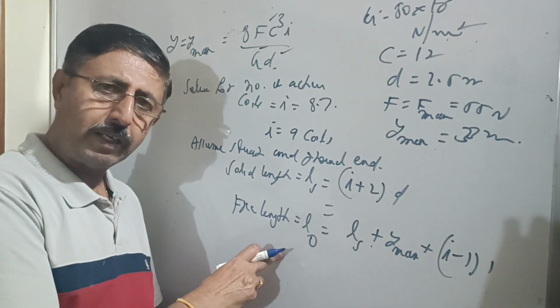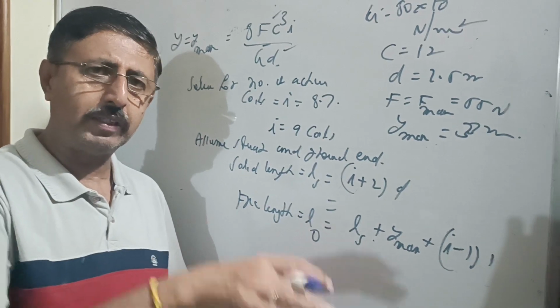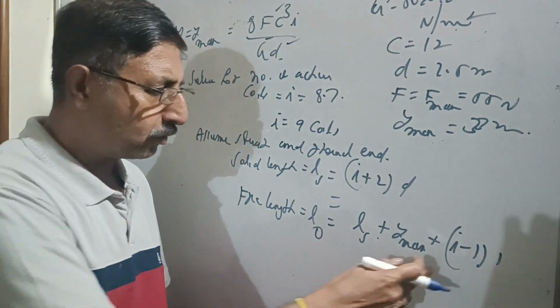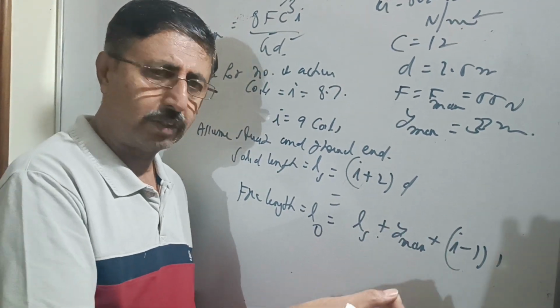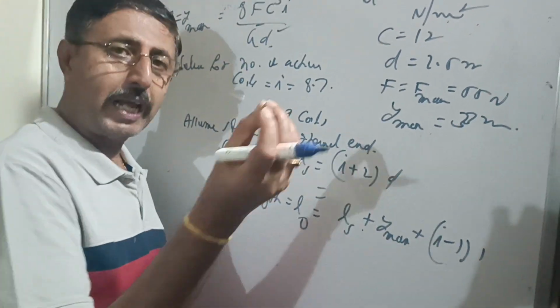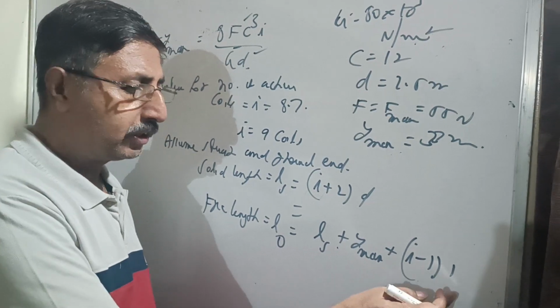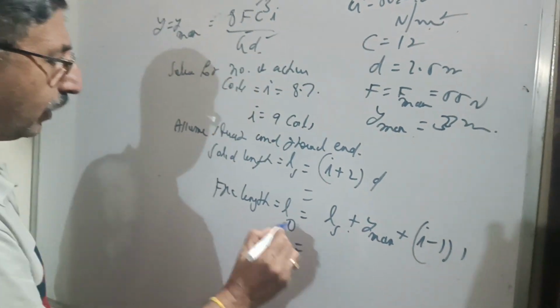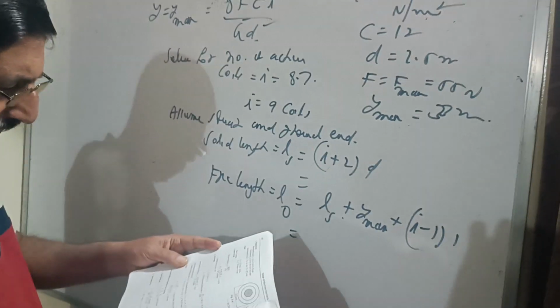So if you want to find out the free length, first I will find out the solid length. For that I will add the maximum deflection, plus, to avoid excessive contact stress, we must have some clearance between each coil. How many gaps do I have to give? I minus 1 gaps. Each gap is 1 millimeter. If I solve for L0, please solve for solid length.